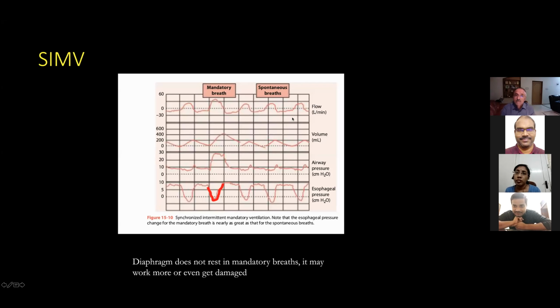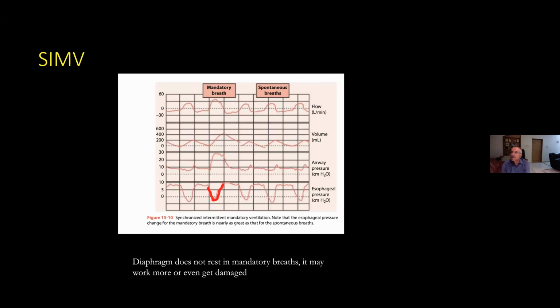See, during spontaneous breath, your diaphragm is contracting. And you have set a rate of 10. And in between, you can breathe. Every 6 seconds, the patient will get a mandatory breath, yes or no? Yes, sir. At that time, why would the diaphragm say, I will not contract now? Will that happen? Will your diaphragm be quiet? Is it possible or not?